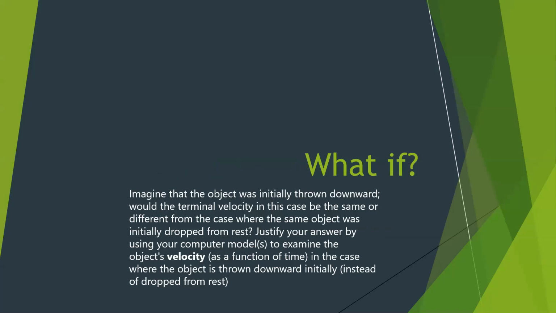So if the object was initially thrown downward, the terminal velocity would still stay the same, because terminal velocity is not affected by its initial velocity. It's affected by the velocity at the end.